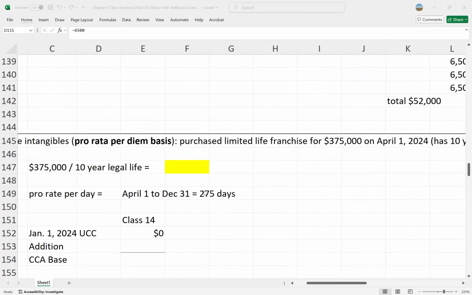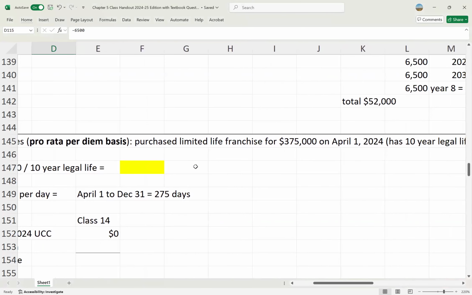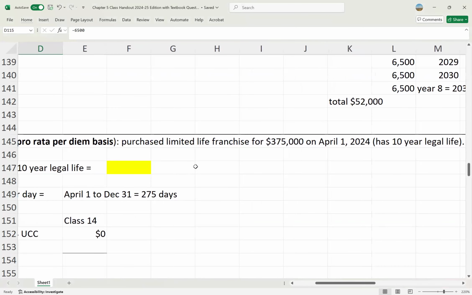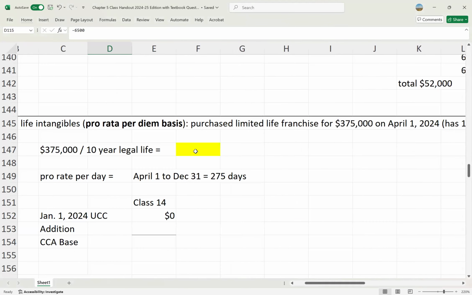So let's look at this example here. Let's say that we bought a limited life franchise of $375,000 on April 1st, 2024. And let's say that that franchise has a 10-year legal life. What we do then is we take the 375 and we divide it by the 10-year legal life. And so that means we're going to deduct CCA of $37,500 per year.